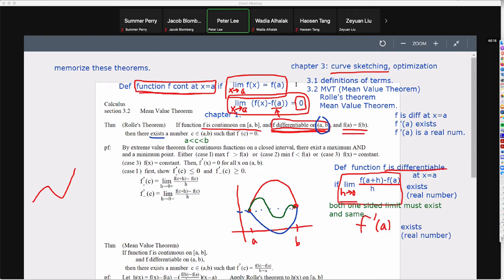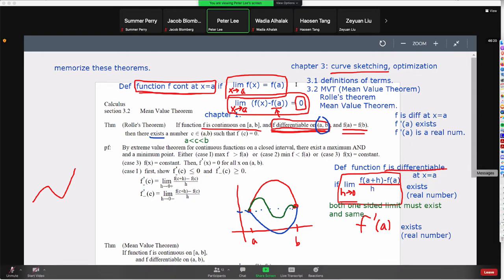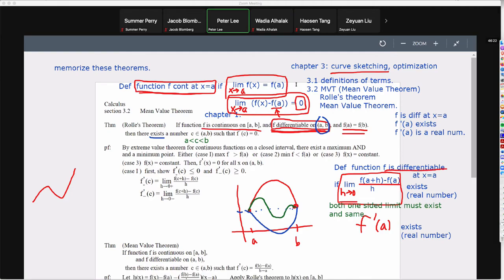So C is a point on the open interval AB. What that means is C is between A and B, which means A is less than C and C is less than B. And of course, we assume that A is less than B because we write the interval AB, such that f prime at C is equal to 0. So now we have this assumption. f prime at C must be 0.